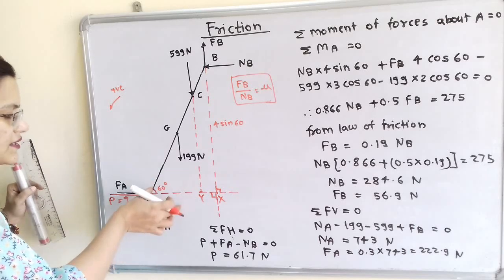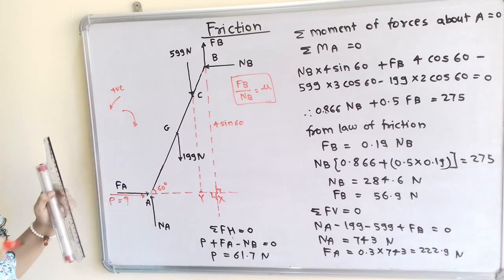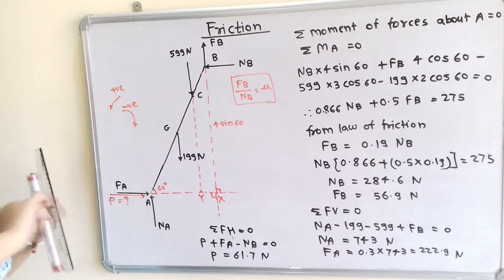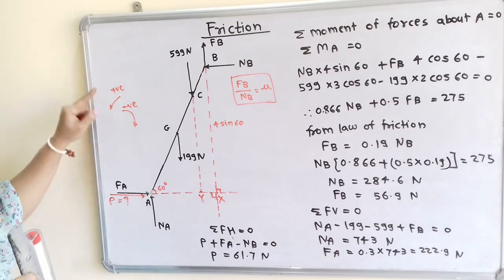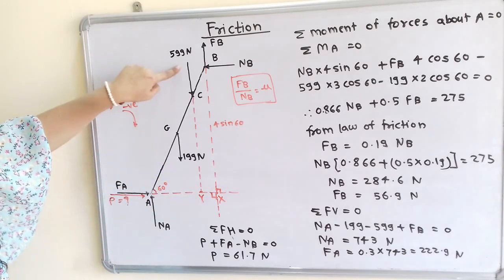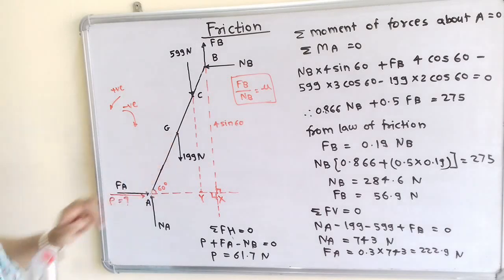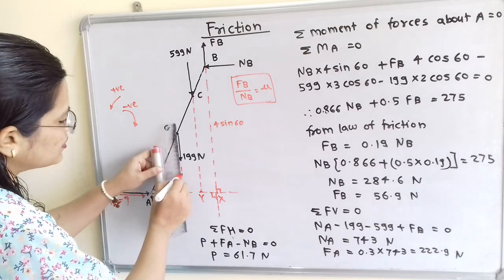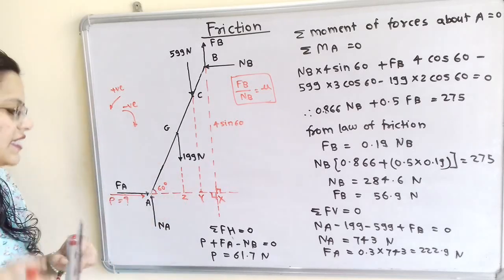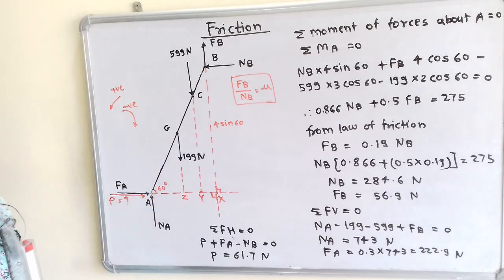Now if I move the compass in the direction of 599, then it is in the clockwise direction. So for clockwise direction we have to use negative, that is the opposite sign. We can use any sign, but for the opposite direction we have to take the opposite sign. So we will take minus 599 into 3 cos of 60. Then we will move to this 199. So again I will draw one construction line passing through point G, and if I call it Z, then minus 199 into this A to Z distance, that is 2 cos of 60. So again we have to take 2 cos of 60.